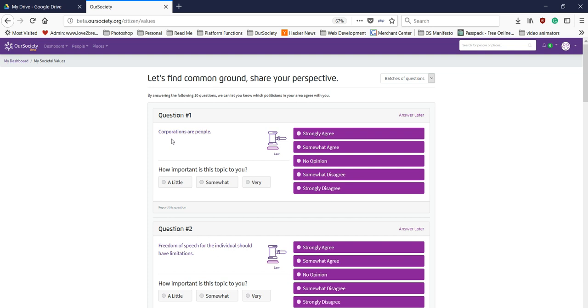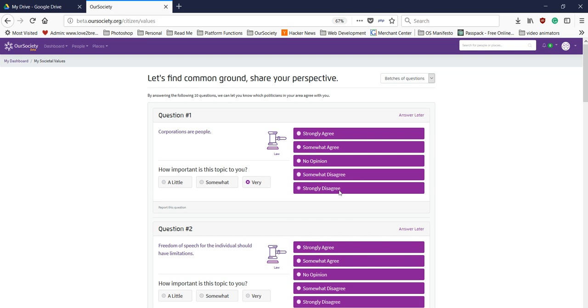Corporations are people. So let's say, for example, I would say I strongly disagree, and it's very important to me that corporations are not people. Now, obviously we know that Citizens United did not make corporations people, but it's a very common phrase to equate spending power with free speech. So this is a question that someone would answer, and then we would just answer it that way.